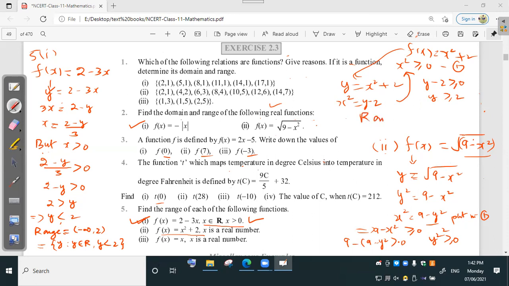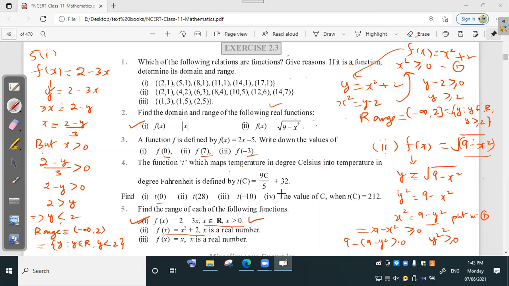Therefore, the range is, again, but here 2 is included. Minus infinity and plus infinity are always excluded, but 2 is included. So you will write it in terms of interval like this. And if you want to write in set builder form, y belongs to R and y is greater than or equal to 2. This will be the range. So this is the way to find the range and domain.